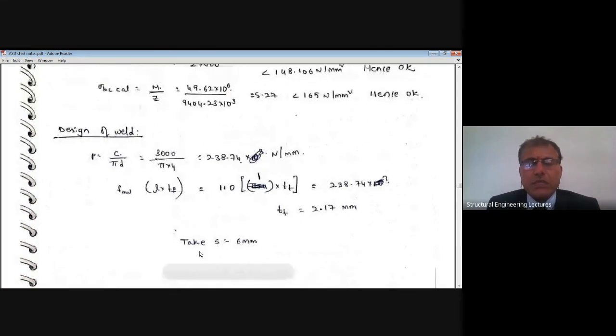That is how the design of a steel silo is done.